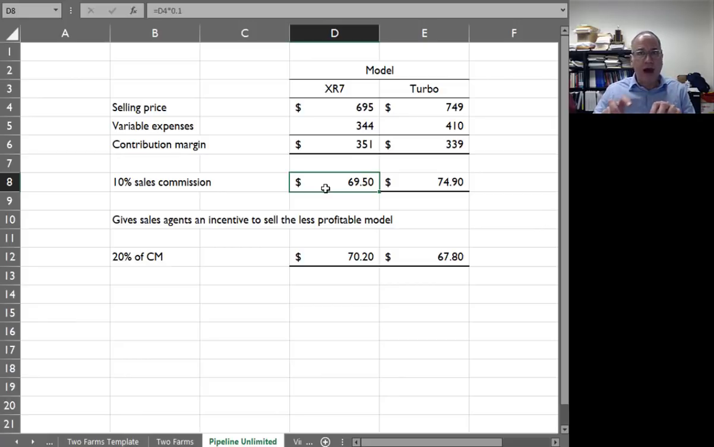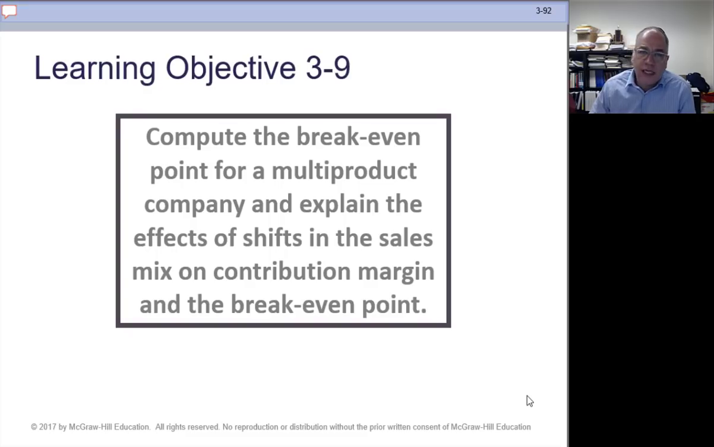It's possible if you calculate profit as gross profit, that is sales price minus cost of goods sold, you're pretty much doing this. But in that case, if you base it on profit, then the salesperson's incentive is aligned with what the company needs. And that would be to sell the more profitable unit rather than the unit that has higher sales. So now let's talk about break-even point.